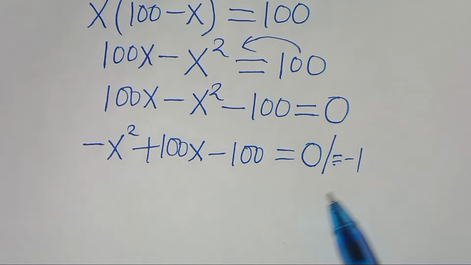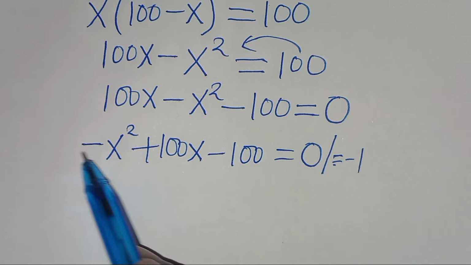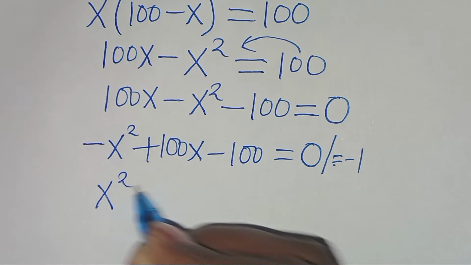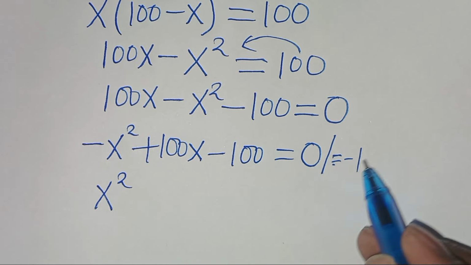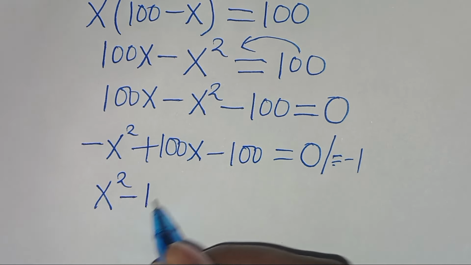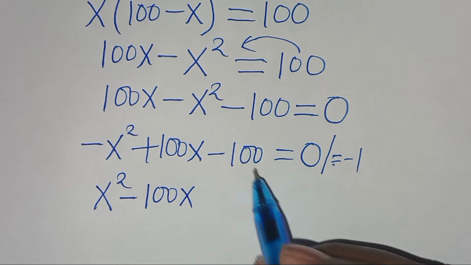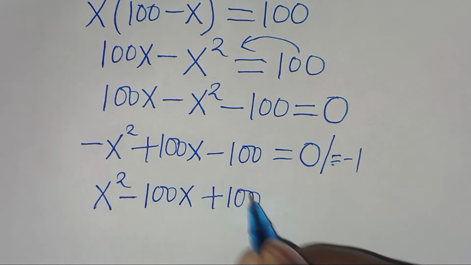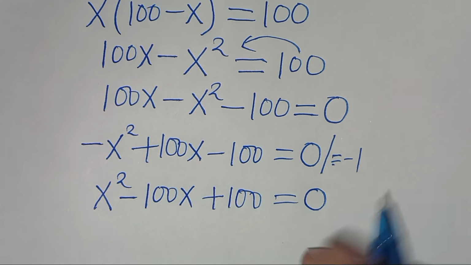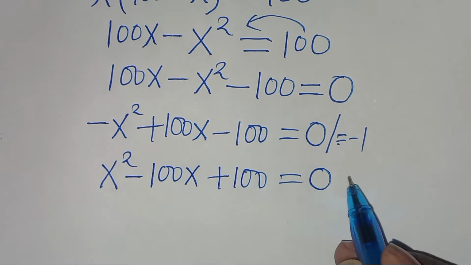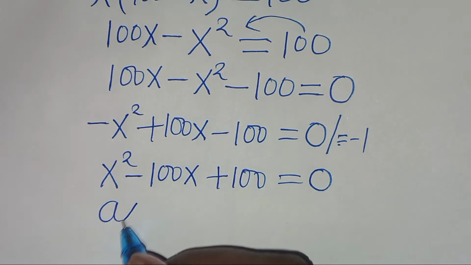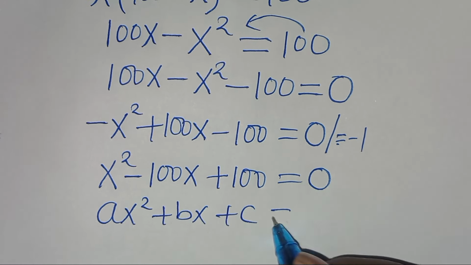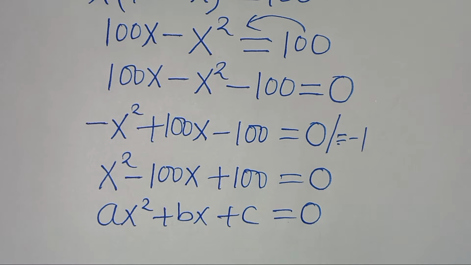The next step is to divide both sides by minus 1, so that we have minus x squared divided by minus 1, this is x squared, then plus 100x divided by minus 1, this is minus 100x, then minus 100 divided by minus 1, this is plus 100, equal to 0. This is a quadratic equation of the form ax squared plus bx plus c equal to 0.